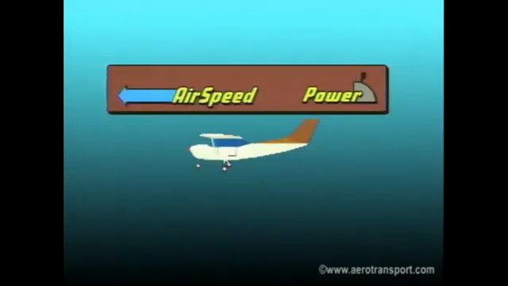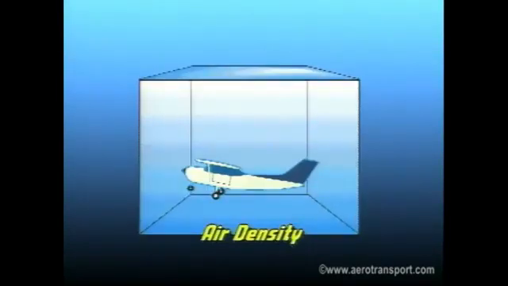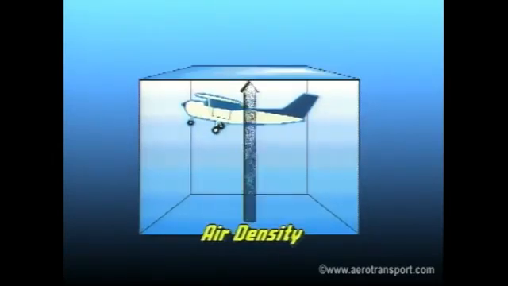First, put the aircraft in a normal cruise attitude. Accelerate to normal cruising speed, but be careful not to exceed the maximum RPM. Reduce the engine power to cruise setting. While adjusting the attitude to maintain level flight, recheck the power setting and trim the aircraft. Air density will affect the climb performance of your aircraft. As well as affecting engine performance, it affects the operation of the airspeed indicator.